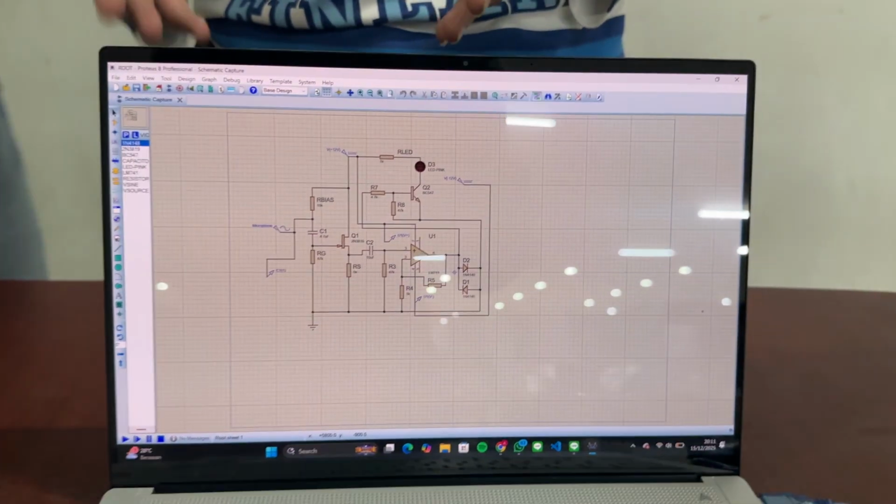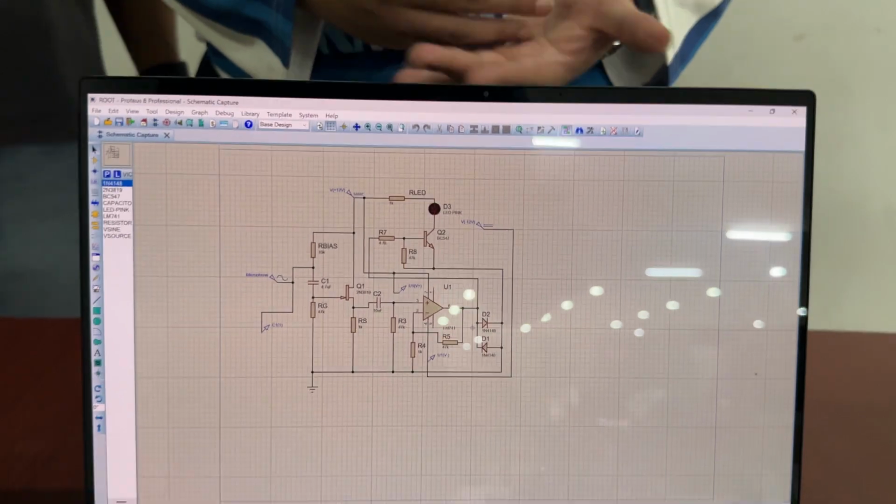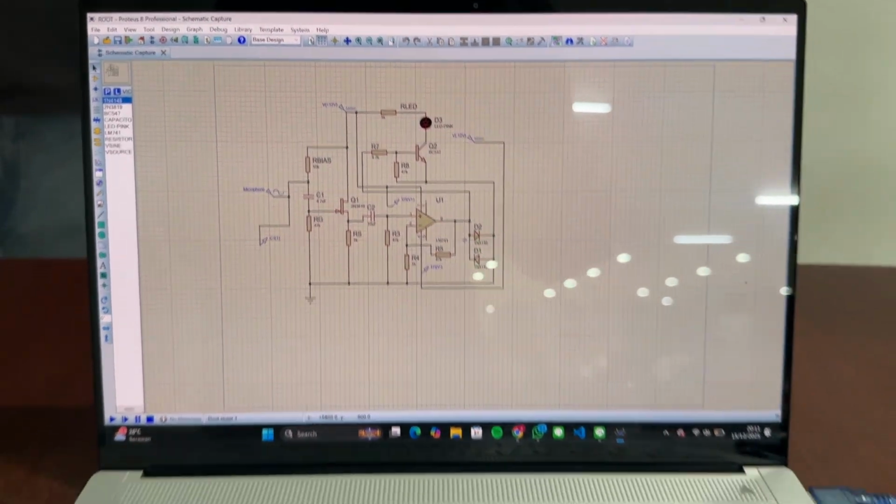For the next slide, we have the overall functions, which is pretty simple. The circuit itself performs low-level audio amplification. It has two stages: the first stage being a common emitter voltage amplifier, and the second one being an emitter follower or common collector. Next slide.